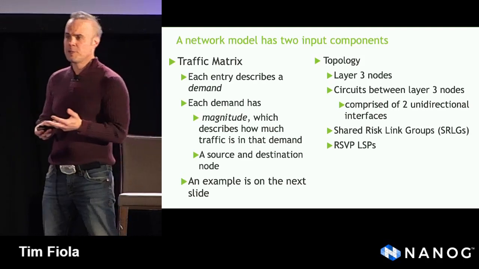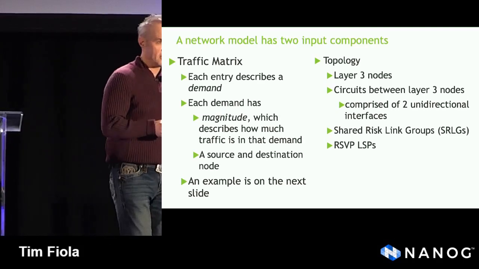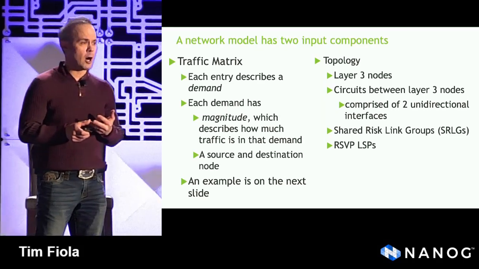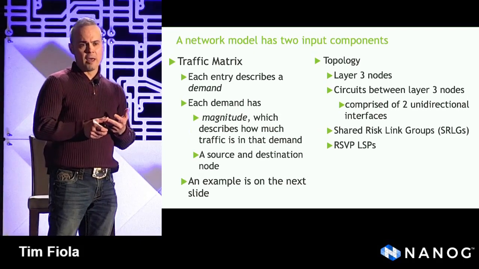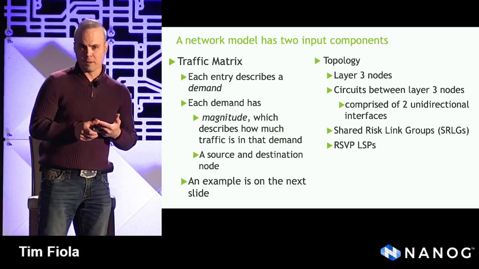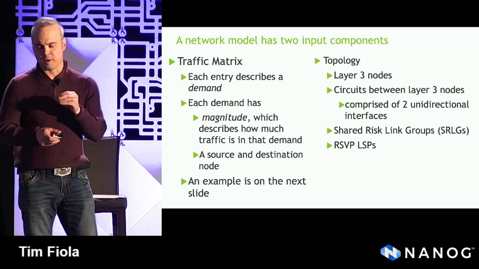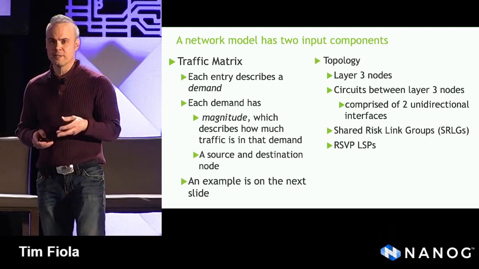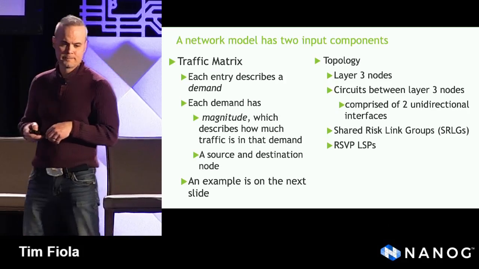Your topology includes your layer 3 nodes, your circuits between your nodes, your shared risk link groups, your RSVP LSPs, and you can throw a lot more into the model as well, depending on what your use cases are. But these are some very common ones. Another common one that's not on here is the layer 1 underlay.